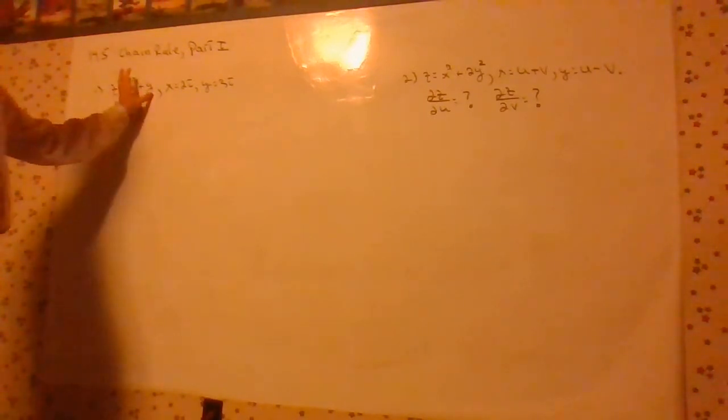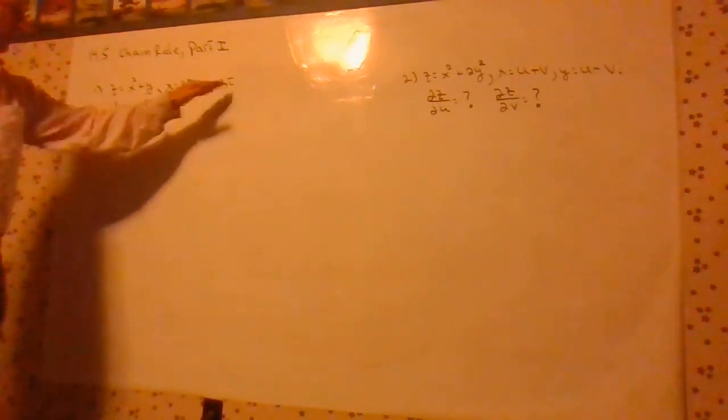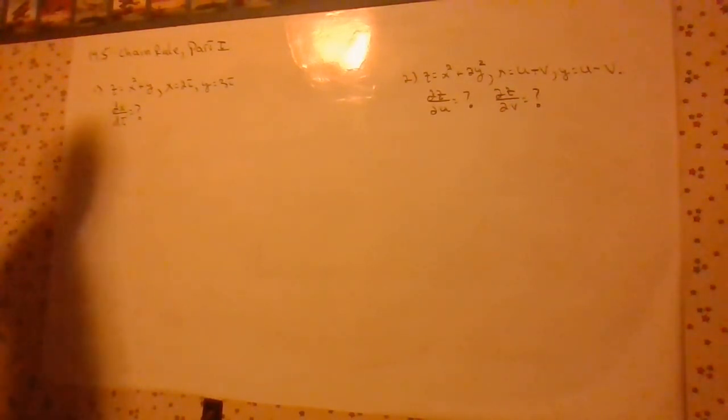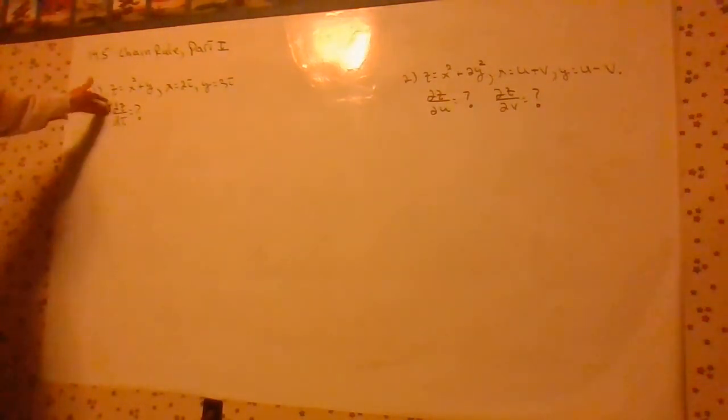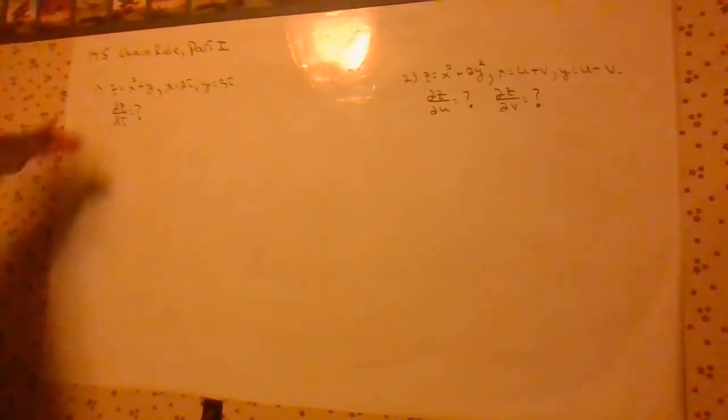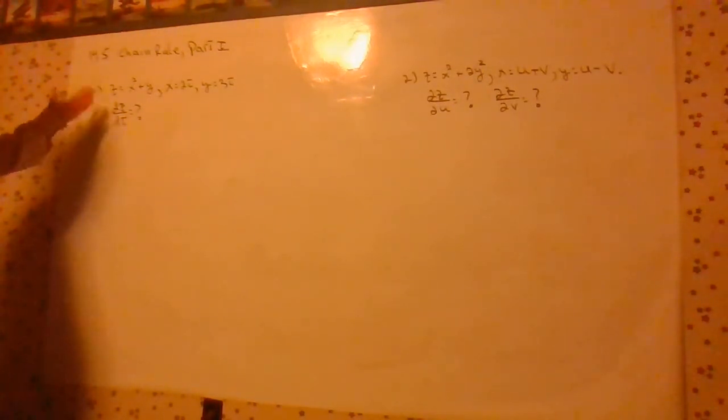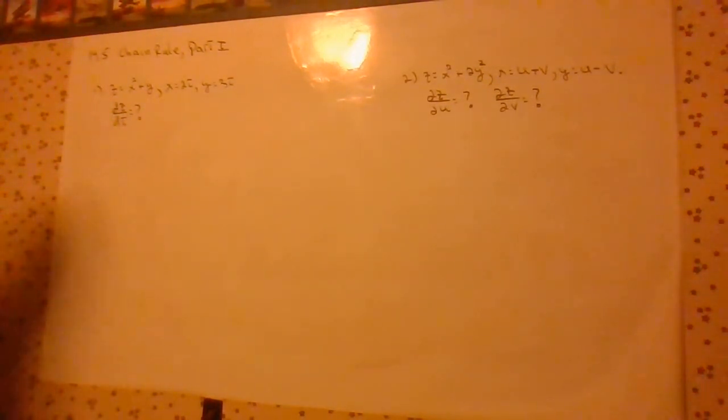Z is a function of x and y. X and y are both functions of t. And there are times when it's useful to know how z is changing with respect to t, if t is time. Sorry about that, that's supposed to be dz/dt. dz/dt would give us vertical velocity, for instance, change in elevation with respect to time. So that's what the physical relevance of this would be.